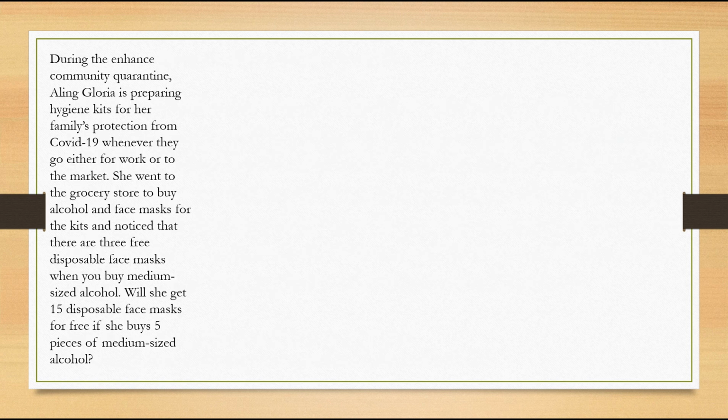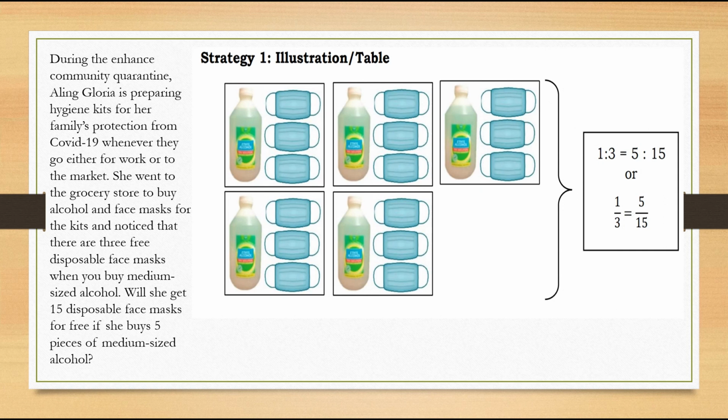Okay, so let us visualize using strategy 1. Let us illustrate our table. So itong problem natin ito, this is on your module. Ito yung ating problem na nasa module, okay? So we have here, kung mapapansin nyo dyan, meron tayong 1 medium size of alcohol at each medium size of alcohol, meron siyang kasamang 3 face mask kasi yan yung libre.